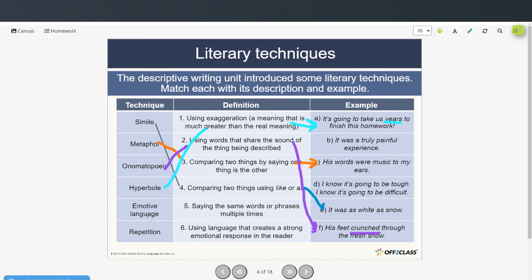All right, emotive language. So that would be using language that creates a strong emotional response in the reader. An example of that would be, it was a truly painful experience. And finally, repetition. Saying the same words or phrases multiple times. I know it's going to be tough. I know it's going to be difficult.